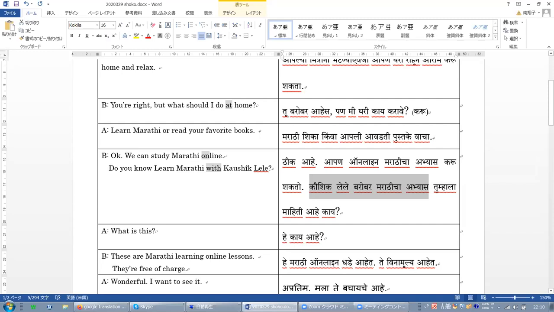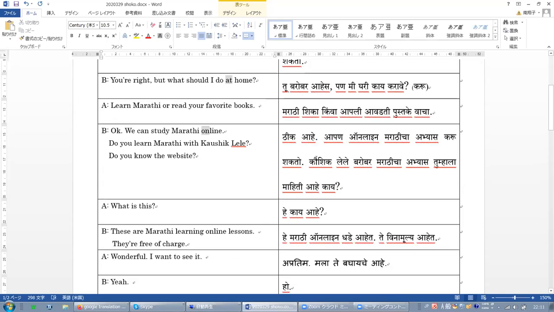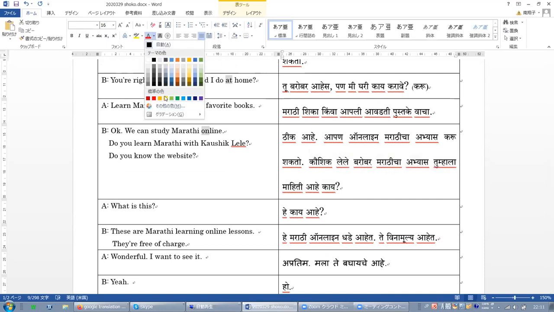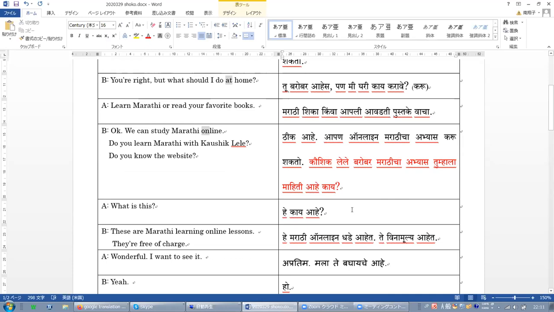Okay. All right. So, to learn Marathi with Kaushik Lele. Do you know the website? Do you know the website? Right. Do you know the website? So I should correct later. So who can correct the sentence? Let's do it here. This sentence. Yeah, let's change it here. It's not that difficult. Or you will find difficulty in typing.